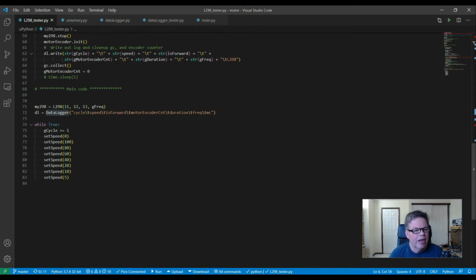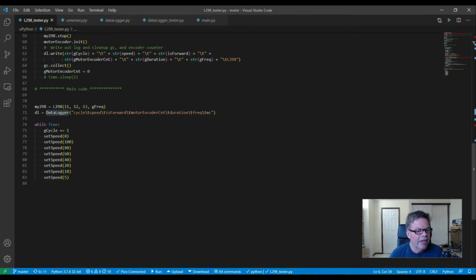So I set up an object called my 298, which is using a library L298 I actually put together to set up the motor controller interface. It takes the pulse width modulation pin number, the two control pin numbers, and the frequency that I want to run the motor at, and sets up an object to represent the motor.